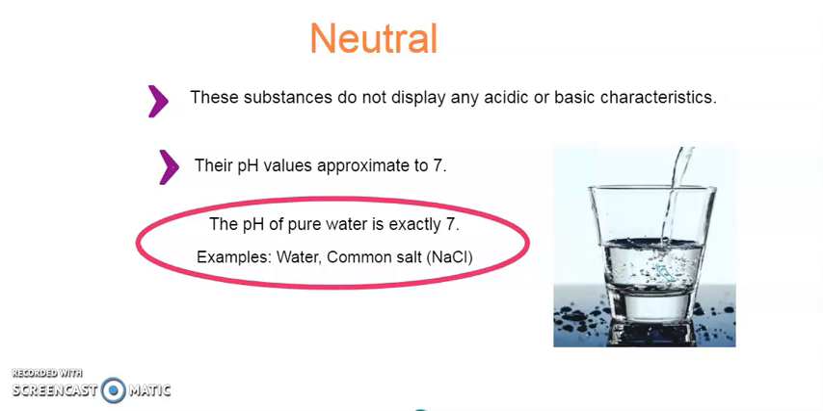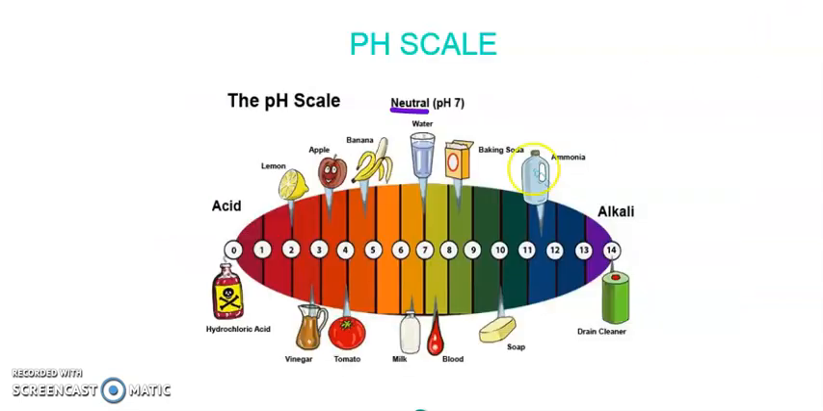So, these are some of the substances that are neutral in nature, and the pH of a neutral substance is around 7. The pH of an acidic substance is around 0 to 7, the basic substances from 8 to 14, and for neutral substances the pH is 7.